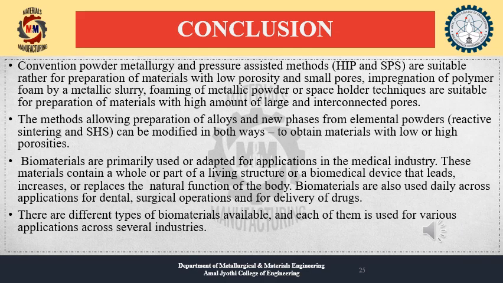Conclusions: conventional powder metallurgy and pressure assisted methods, HIP and SPS, are suitable rather for preparation of materials with low porosity and small pores. Impregnation of polymer foam by a metallic slurry, foaming of metallic powder or space holder technique are suitable for preparation of materials with high amount of large and interconnected pores. The methods allowing preparation of alloys and new phases from elemental powders, reactive sintering and SHS, can be modified in both ways to obtain material with low or high porosities.